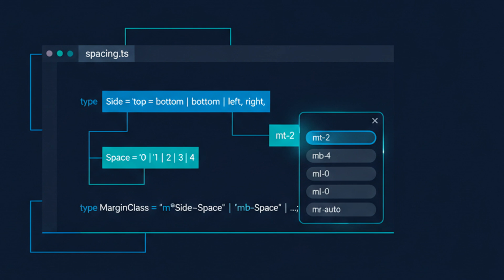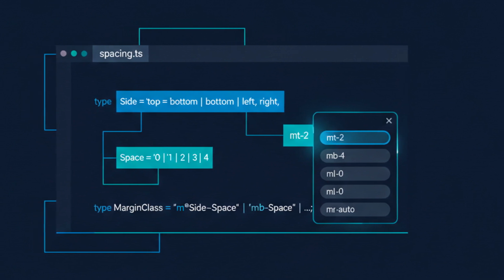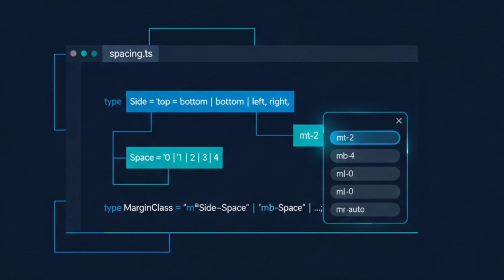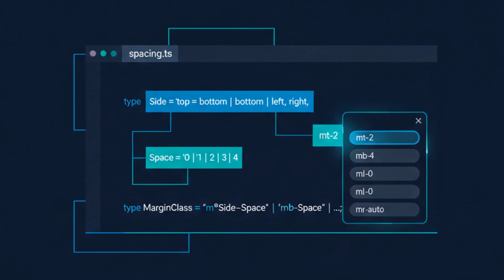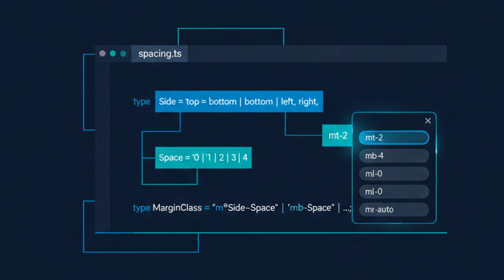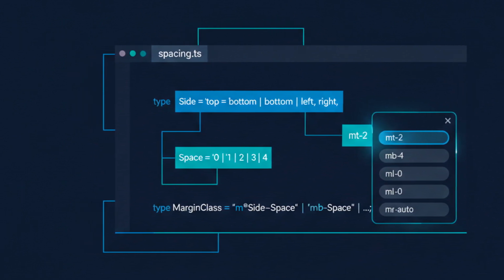This combination trick isn't just academic. Imagine you're typing margin utility classes for a design system. You want every side paired with every spacing value, but writing all 16 by hand is painful and error-prone. Cross two unions and TypeScript generates the full set for you. Change the spacing scale in one place, and every valid class name updates instantly.